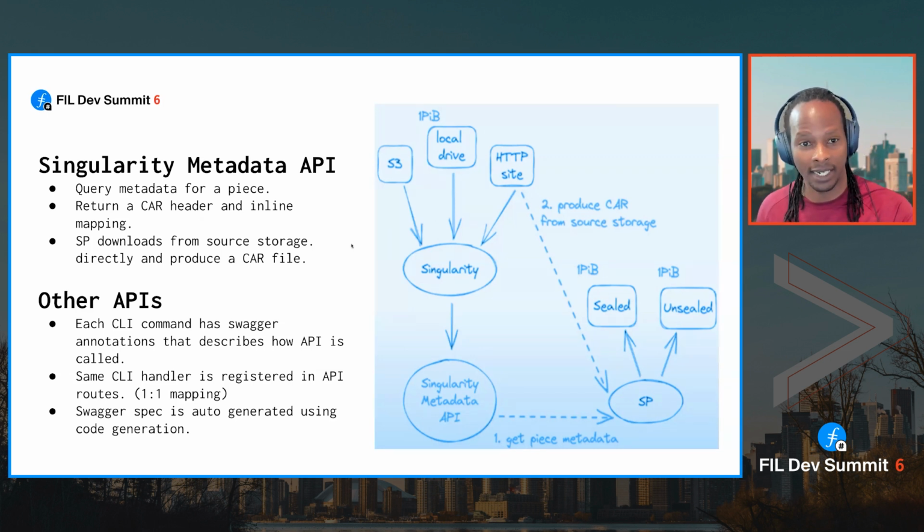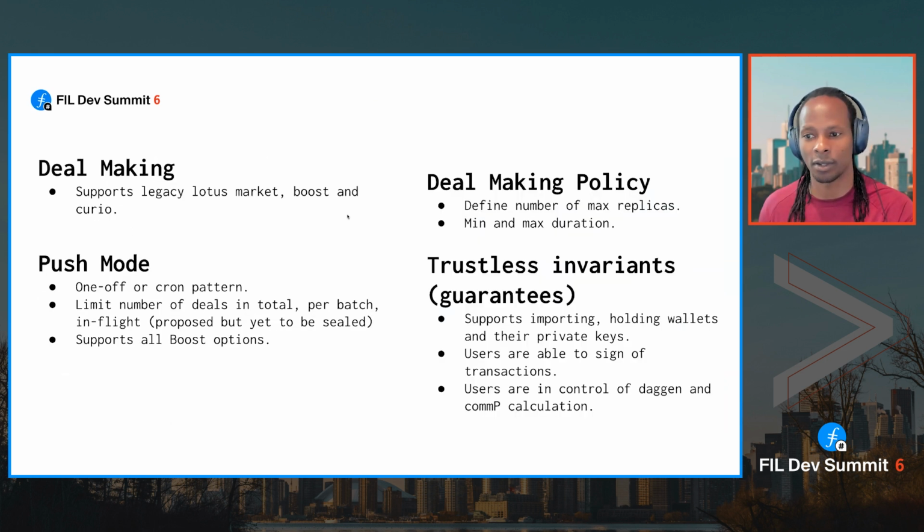So in addition to the metadata API, which is the most important one for inline preparation, Singularity does support a one-to-one mapping between its CLI handlers and all the API routes. And you can take a look at all this information from the website and from the documentation. I did mention it enables users to schedule deals with Filecoin storage providers, and push mode is supported. You could do a one-off if you don't have a lot of data.